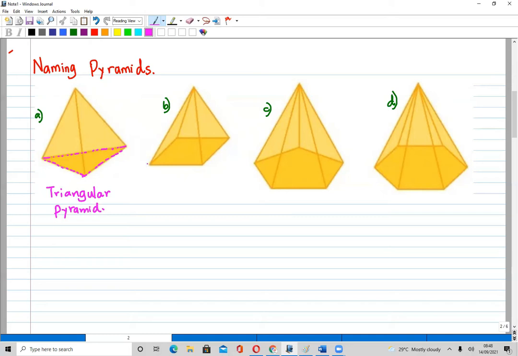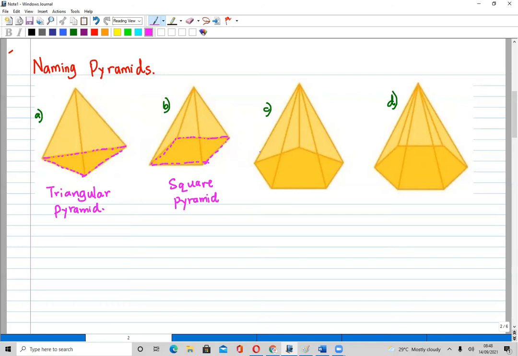Okay, let's go to B. You see that for B, the base is a square. So this one, we call it a square pyramid. So if the base is a rectangle, we call it a rectangular pyramid.